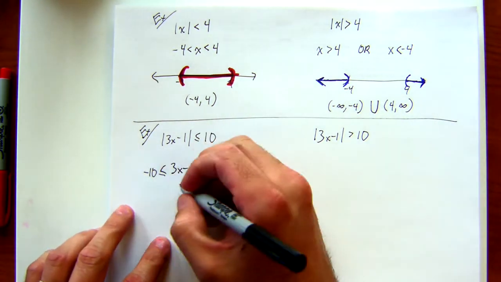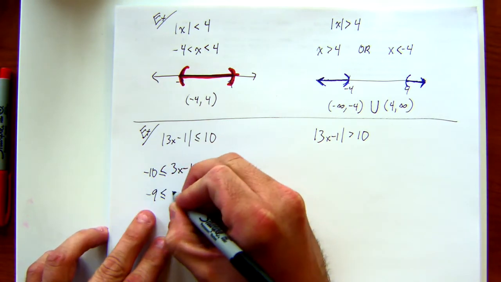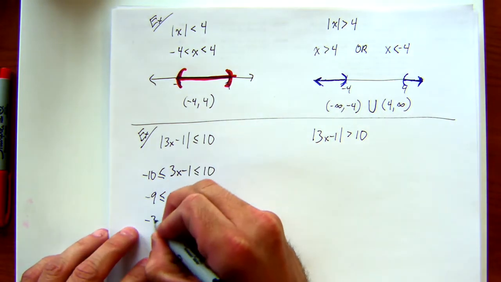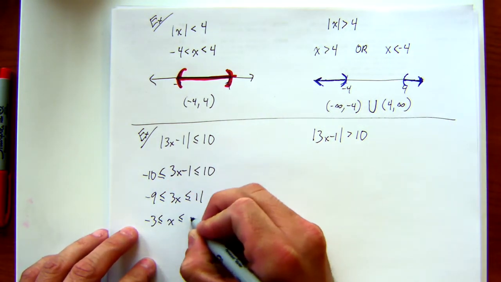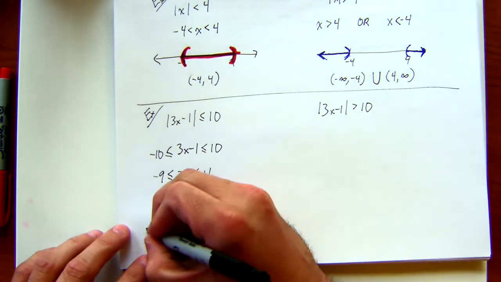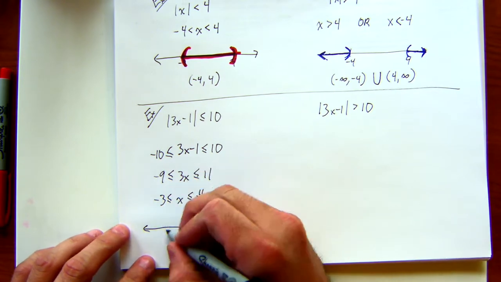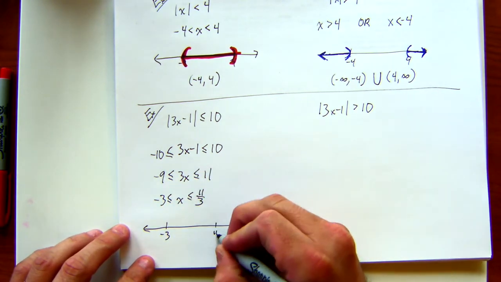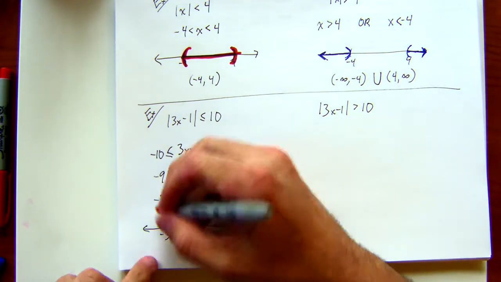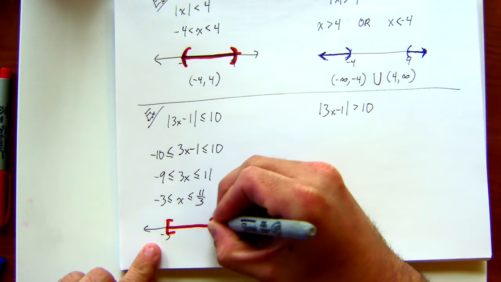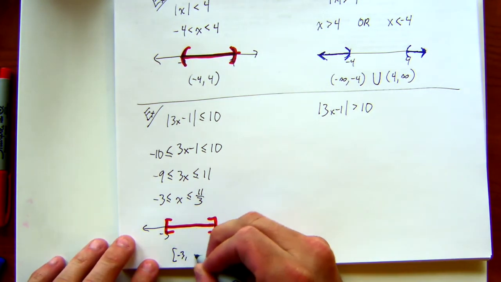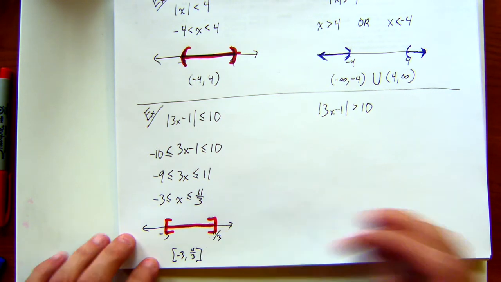Got it? Add 1. Negative 9 is less than or equal to 3x is less than or equal to 11. Divide by 3. Negative 3 is less than or equal to x is less than or equal to 11 over 3. So negative 3, 11 over 3, including the endpoints. Looks like that. Negative 3, 11 over 3.